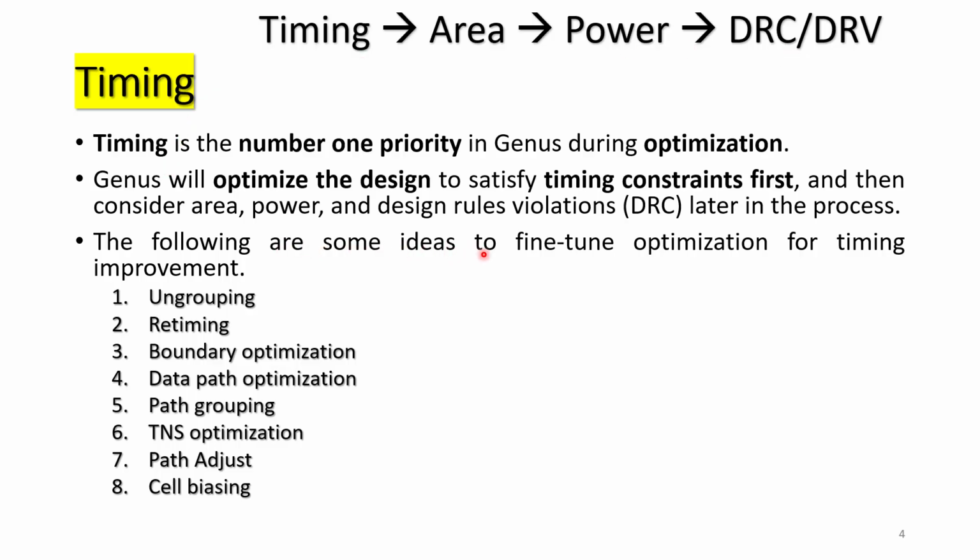The following are some of the ideas to fine tune optimization for timing improvement. These are the techniques that are used for the sake of optimization. Now let us see each in detail. First one is ungrouping, next is retiming, third is boundary optimization, fourth is datapath optimization, next is path grouping. TNS stands for total negative slack optimization. Next is path adjust and cell biasing.